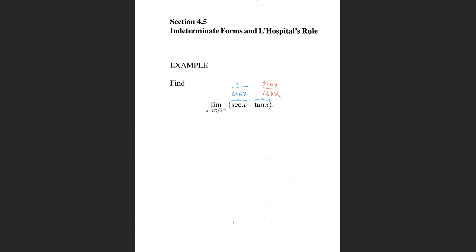So what's happening here? Well, 1 over cosine of x, as x approaches pi over 2, the cosine of pi over 2 is 0. So this function, secant of x, has an asymptote at pi over 2. It's not a two-sided limit. The little minus sign there means you're approaching pi over 2 from the left. So 1 over the cosine of x approaches infinity. And the tangent of x also has an asymptote at pi over 2, so the tangent of x also approaches infinity.